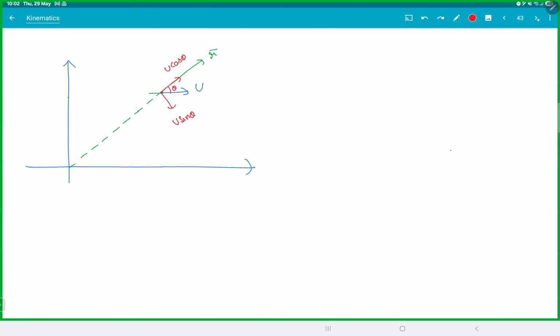The velocity has two components, u cos theta and u sin theta. The u cos theta is in the direction of r bar, so it is trying to stretch the vector, and u sin theta is trying to rotate the vector. That's the reason. See what happens next. After some time, r bar becomes like this. The vector has become longer, and the vector also has rotated, isn't it?